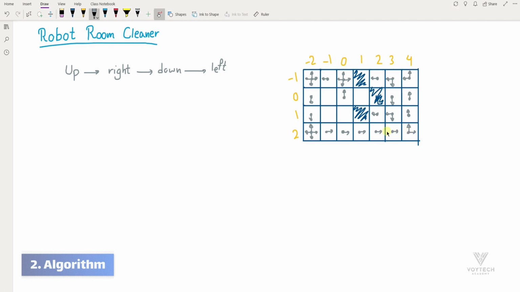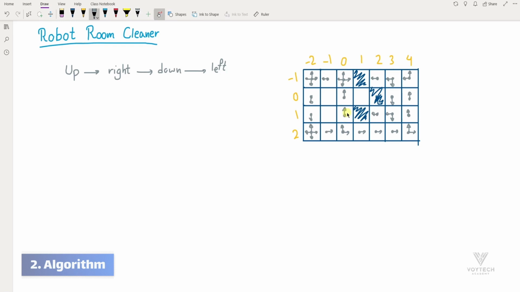So we backtrack here, here, here, and here. As you can see, we have an empty cell here, and the direction here was right. So the robot sees down is blocked, left is blocked, but up is empty. So it chooses up, and it goes up.